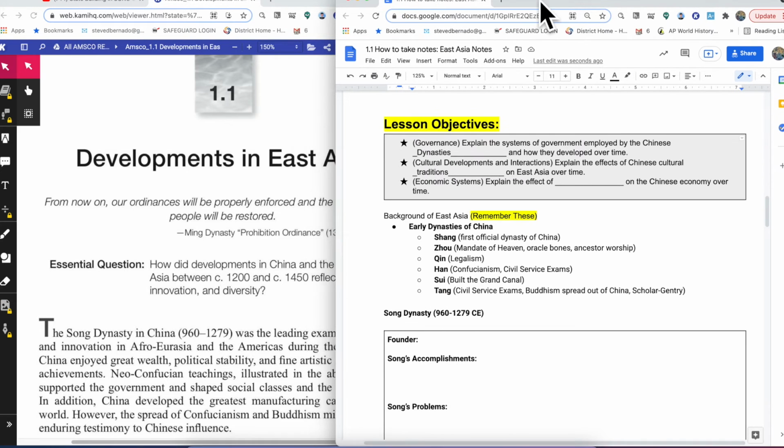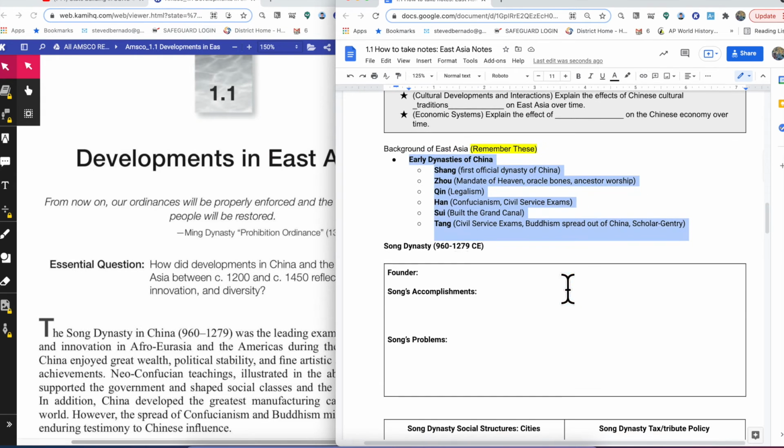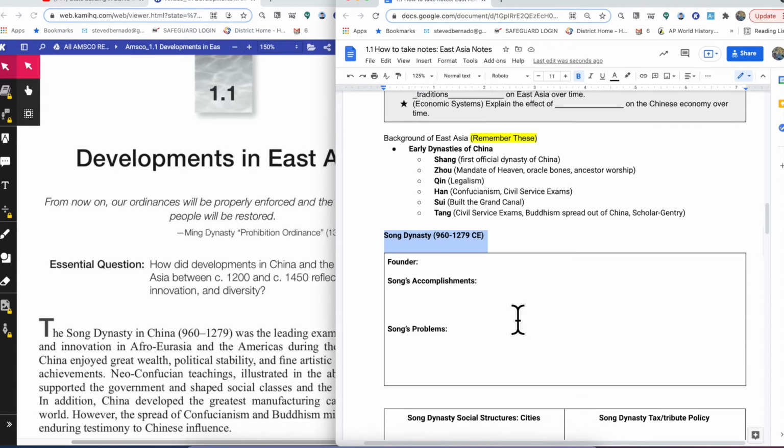We take a look at early dynasties. They're informing us. The Shang came before them, and there's an accomplishment. The Zhou came before the Qin. Here's an accomplishment. The Qin, one of their accomplishments, legalism. The Han, one of their accomplishments or two. The Sui, the Tang, and now here we are, the Song dynasty. Now we need to break it down and understand aspects of the Song dynasty.